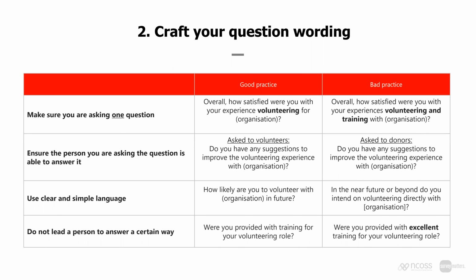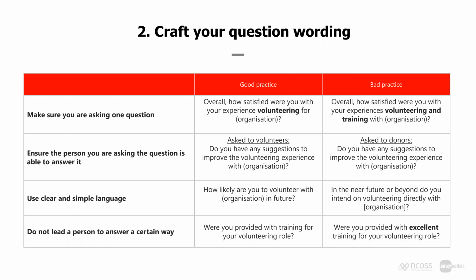So once you've thought about your overall survey order and have a broad questionnaire plan, you can start actually writing or crafting the survey questions in detail. When you do this, there are just a few rules or good practice things that you should follow. Firstly, and probably the most important thing, and I can't stress this enough, is to make sure you're only asking one question at a time. For example, in the one we've got up here, in good practice, we ask how satisfied you are volunteering for the organisation. This only asks about one thing: are they satisfied with volunteering?